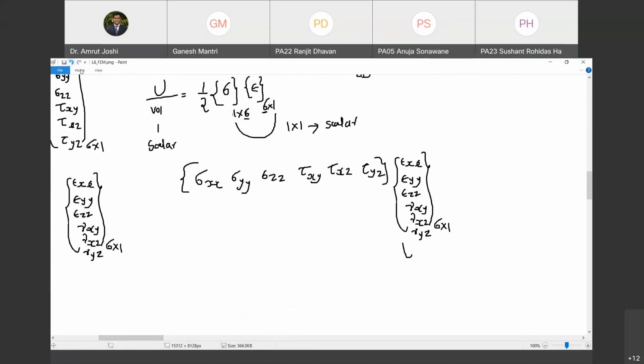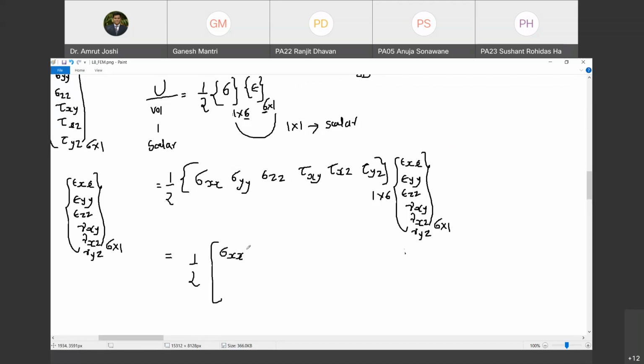Now, if I were to multiply these two matrices, the first matrix is 1 by 6. The first number denotes the number of rows and the second number denotes the number of columns. So this is half. So what is the expression that I am getting? Half, in bracket, I am going to multiply sigma xx by epsilon xx.